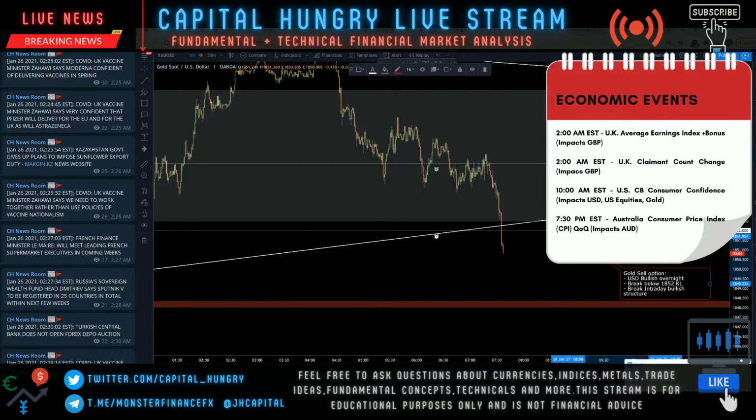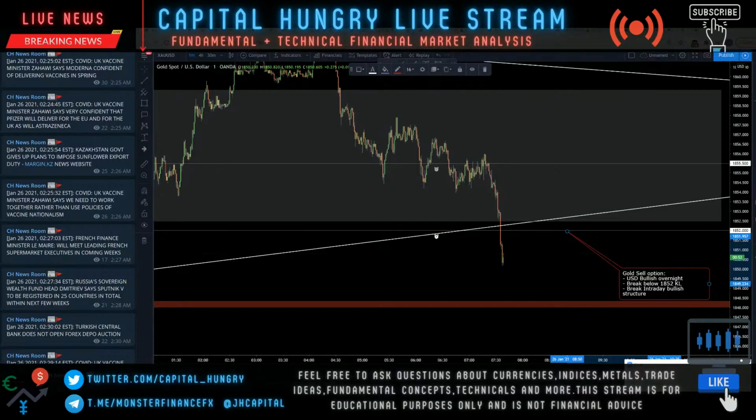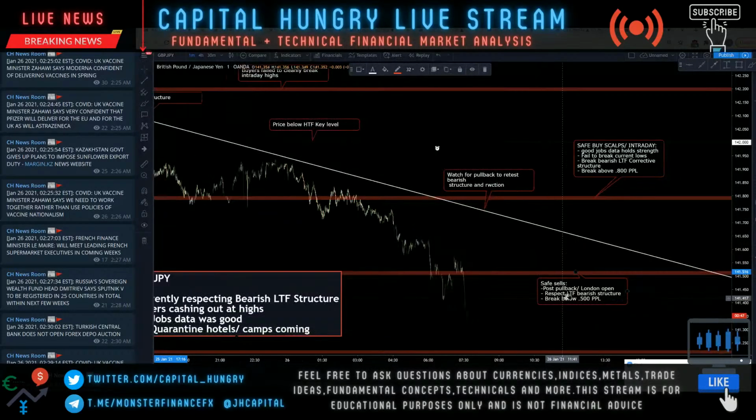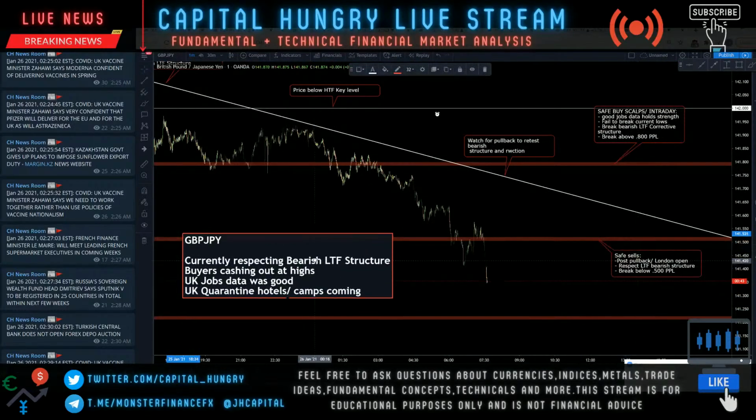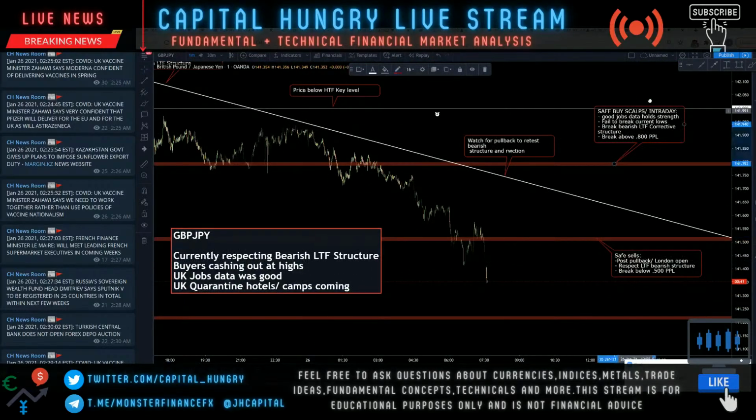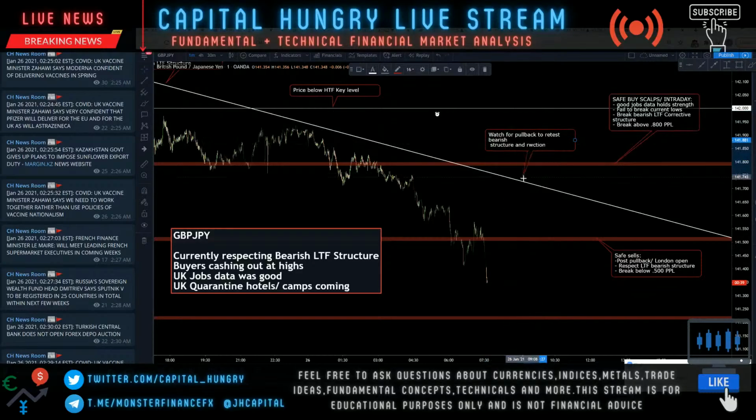But yeah, anyways, no more economic events. We saw that UK jobs data was decent, but it's not enough to give GBP buyers some continued strength. GJ going down to print a new low. We didn't get the London Open pullback yet. We're still looking for a retest to structure, but now a retest to potentially 0.500 in continuation down.